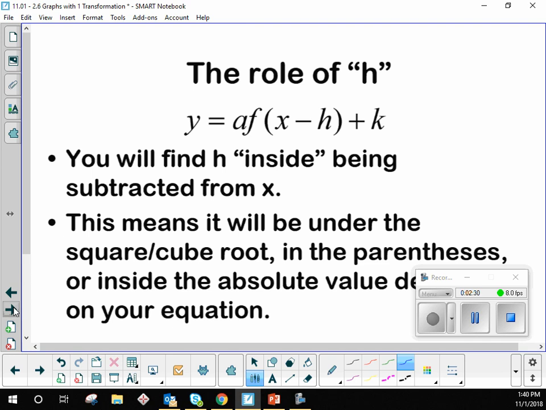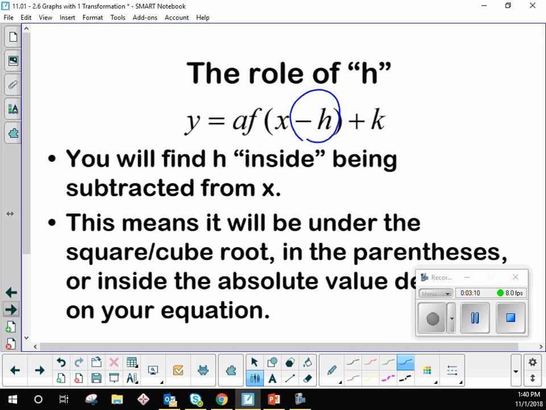So the first one we'll talk about is the h. You'll find the h inside being subtracted from x. Sometimes it's being added, but remember that's still kind of a subtraction because it's minus a negative. One thing I do want to remind you about for h, it will be either under the square or the cube root, or in parentheses, or inside the absolute value. It's going to be inside whatever's going on with your function, as opposed to the outside of it. And this is where the insider's lie rule comes from. So whatever's going on inside, you're going to be doing the opposite of that when you shift your graph.